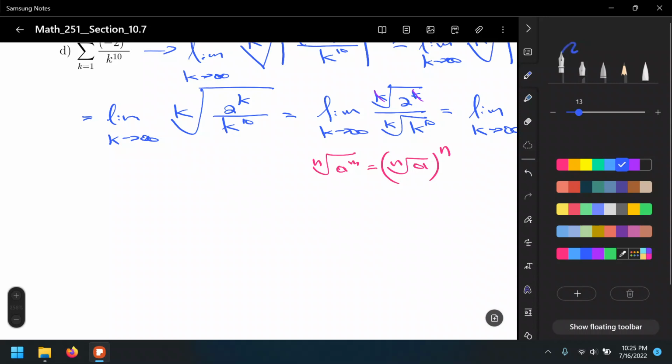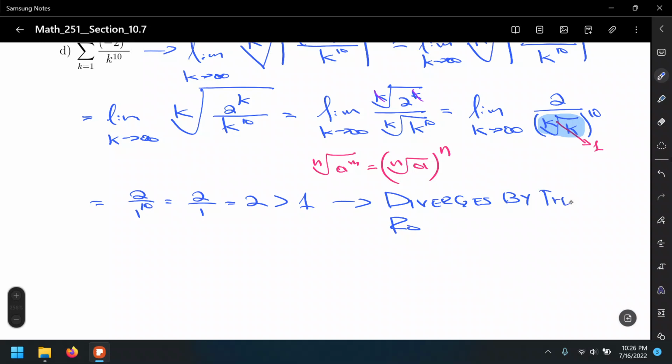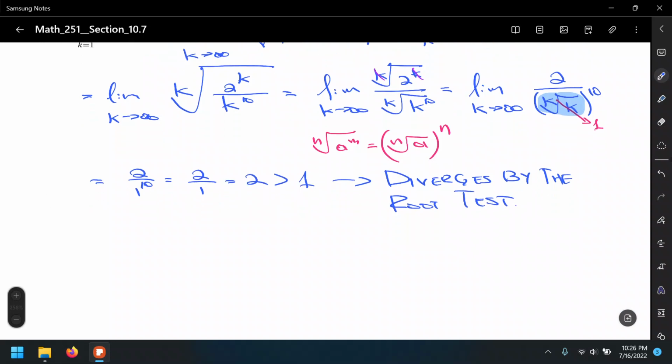Alright? In this case, our final answer will be 2 over 1 to the 10th power, which is 2 over 1, which is 2, and that happens to be greater than 1. Because it's greater than 1, the series diverges by the root test. And this was our last example.